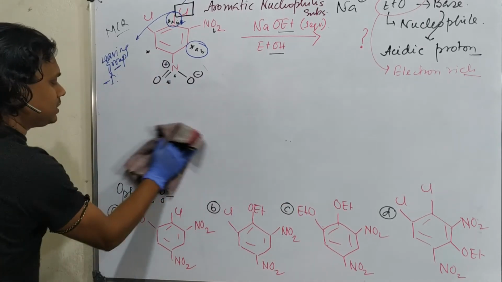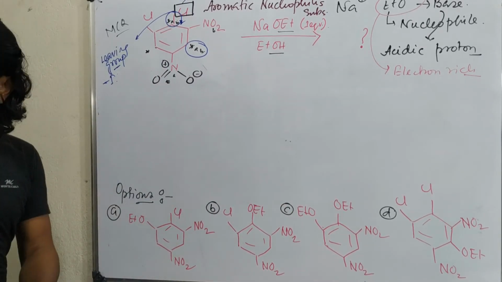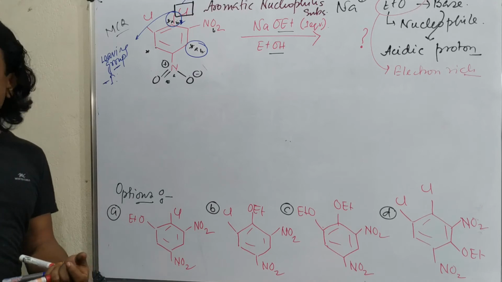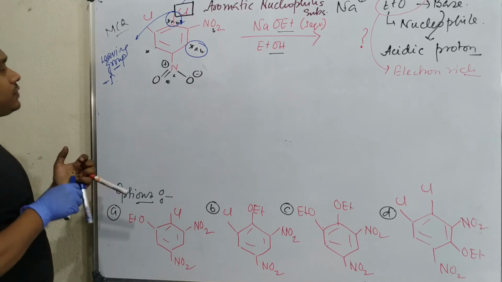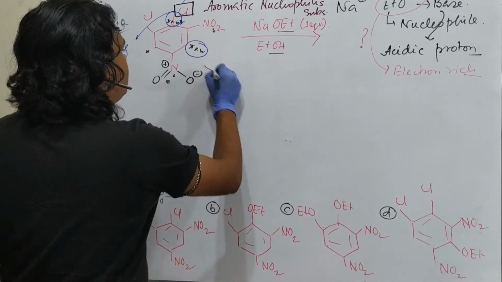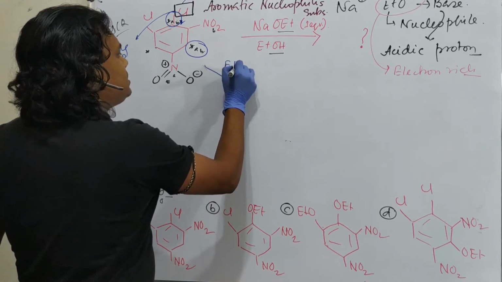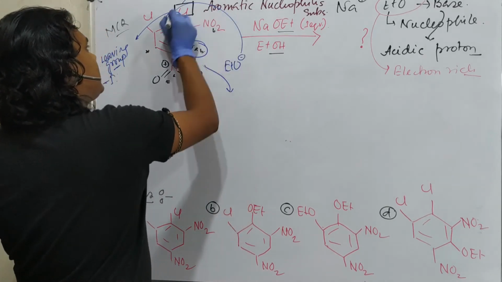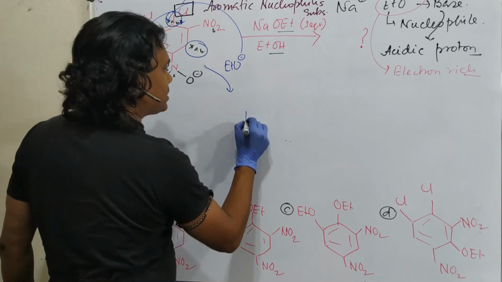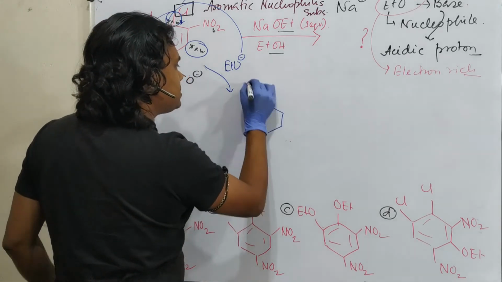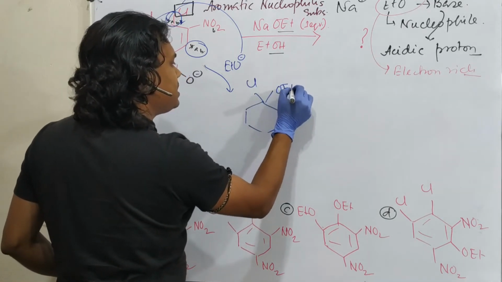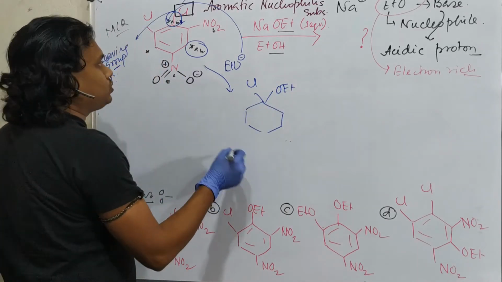Just one canonical form I will give. By the way, since I have already uploaded many lectures on this topic, please visit them for your better understanding. Now, this is EtO minus, which will attack here. So what is the structure expected? This is the Cl, OEt. The negative charge is expected to delocalize.